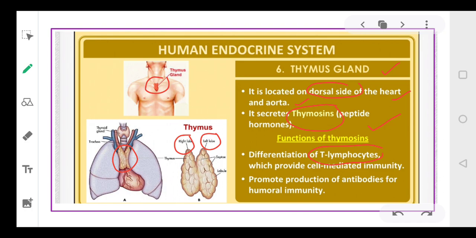It helps in the maturation and differentiation of T lymphocytes, and it provides you CMI, that is your cell mediated immunity. Secondly, it helps in the production of antibodies, and we know antibodies fight with the antigens. Antigens means the pathogens that can cause diseases, so antibodies will identify the pathogens and kill them. So production of antibodies is stimulated by thymosin.